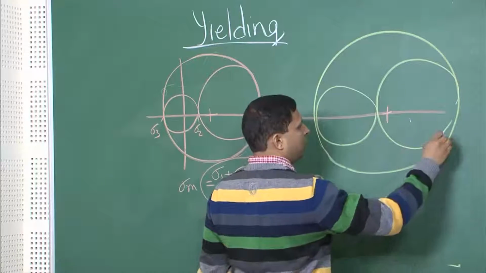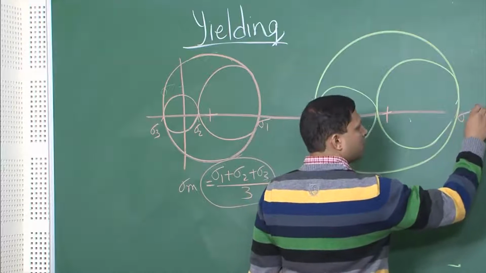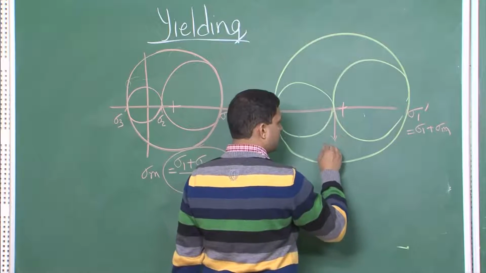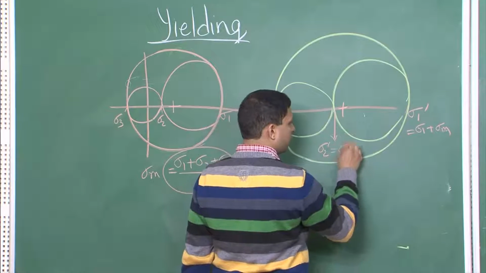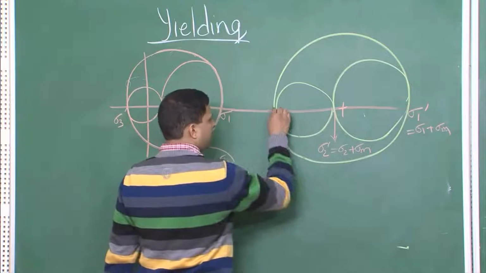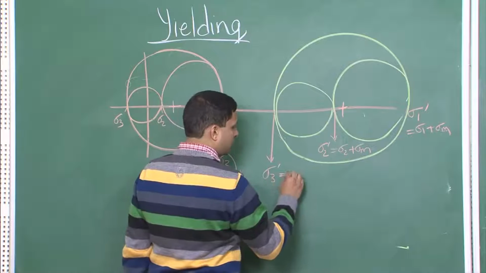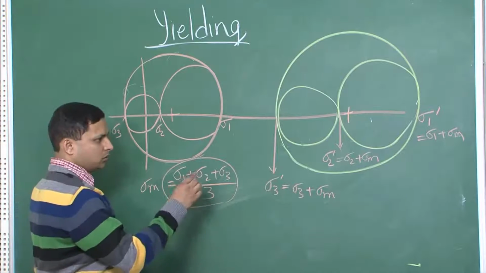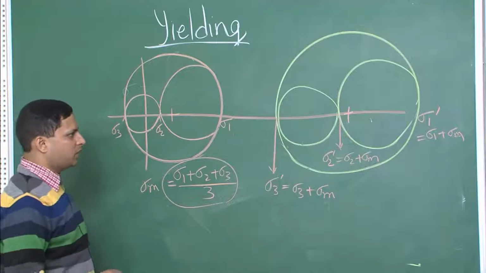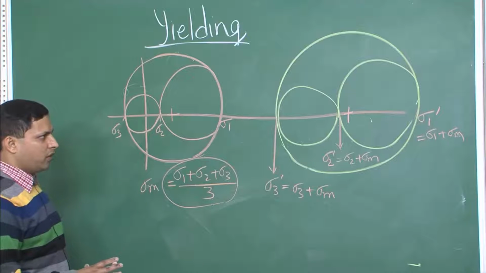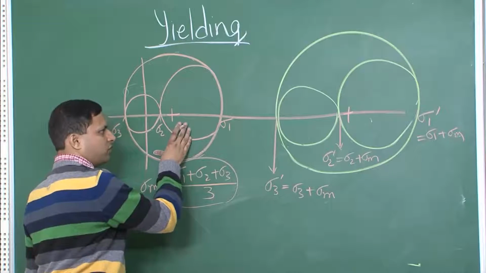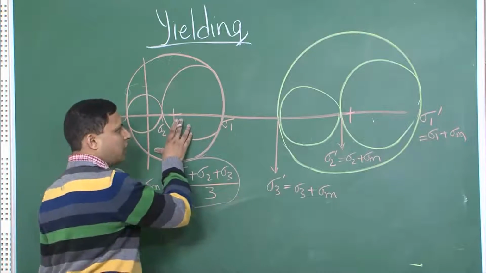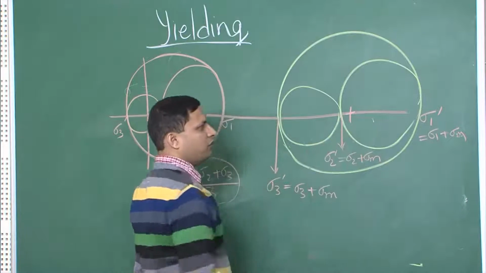So, similarly here, this is your new sigma 1 prime, which is equal to sigma 1 plus sigma m. Similarly, this is sigma 2 prime, which is equal to sigma 2 plus sigma m, and this is sigma 3 prime, which is equal to sigma 3 plus sigma m. Now, what all those things that we said mean, in simple words, is that if yielding is taking place over here, it is also taking place for this one. If yielding is not taking place here, yielding will not take place even for this condition.